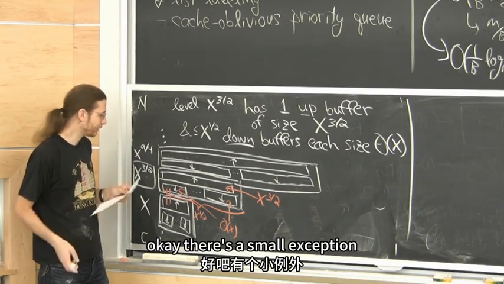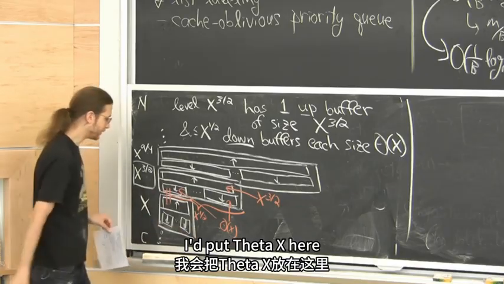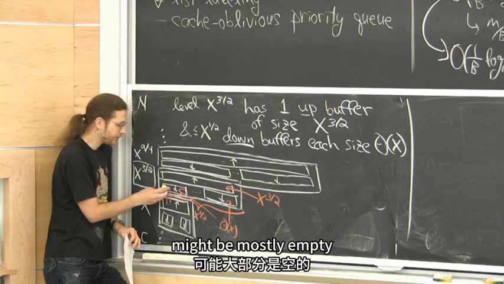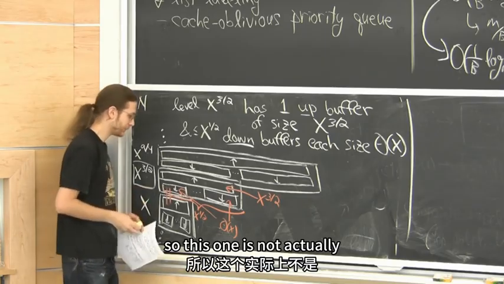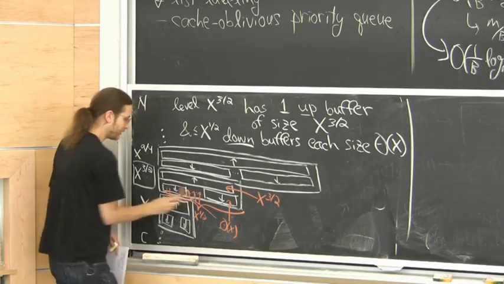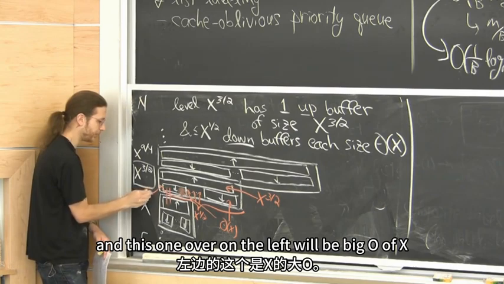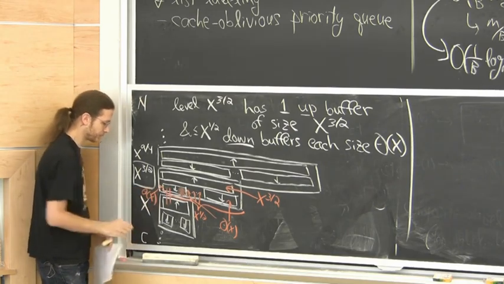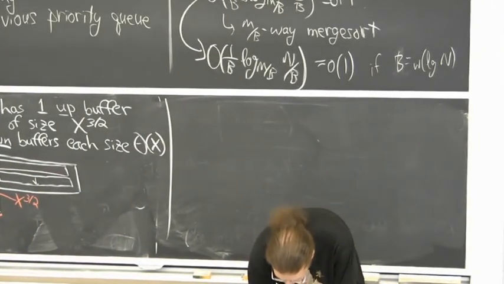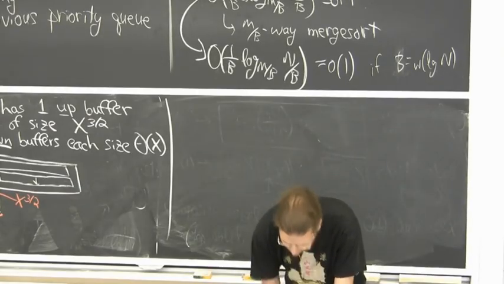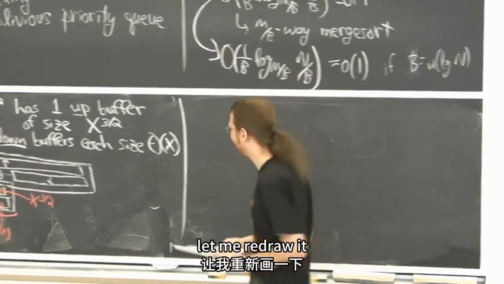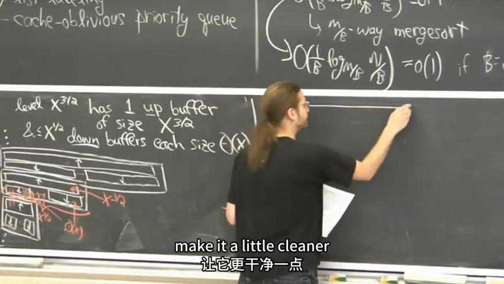Okay, there's a small exception. I'd put theta x here. The exception is that the very first down buffer might be mostly empty. So this one is not actually theta x. Each of these will be theta x. And this one over on the left will be big O of x. Okay, small typo in the notes here. So if that's not sufficiently messy, let me redraw it, make it a little cleaner.